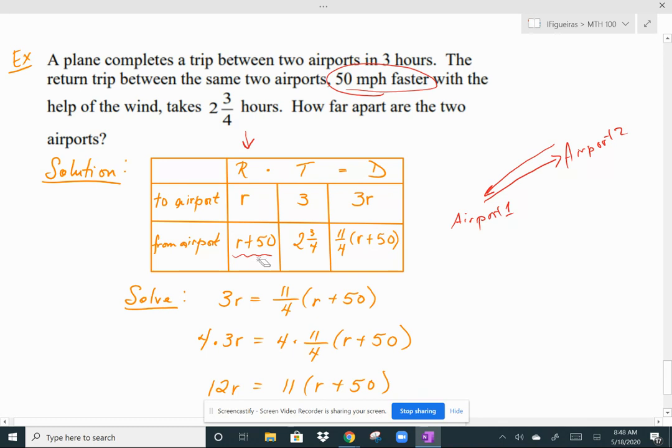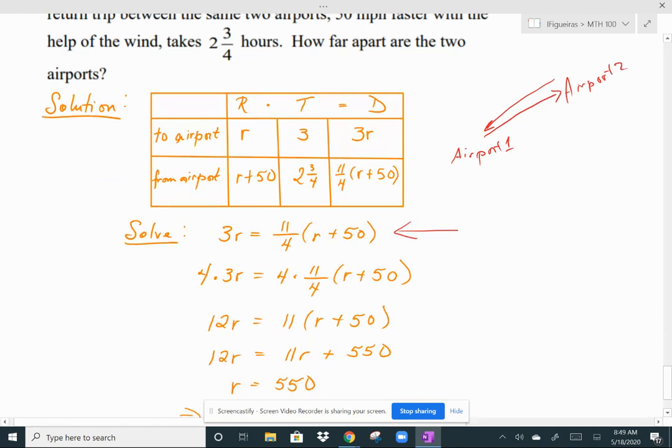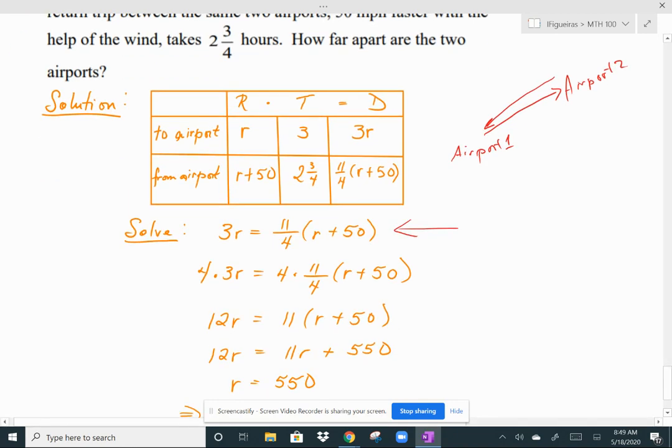All right, so the last column, the D, is the product. So we get 3R, and we get 2 3/4, which is the same as 11/4, times R plus 50. Remember, the distance between the 2 airports is the same. So you set those 2 distances equal to each other. 3R equals 11/4 times R plus 50. Then I got rid of the fraction by multiplying both sides by 4. It just makes your computations easier.